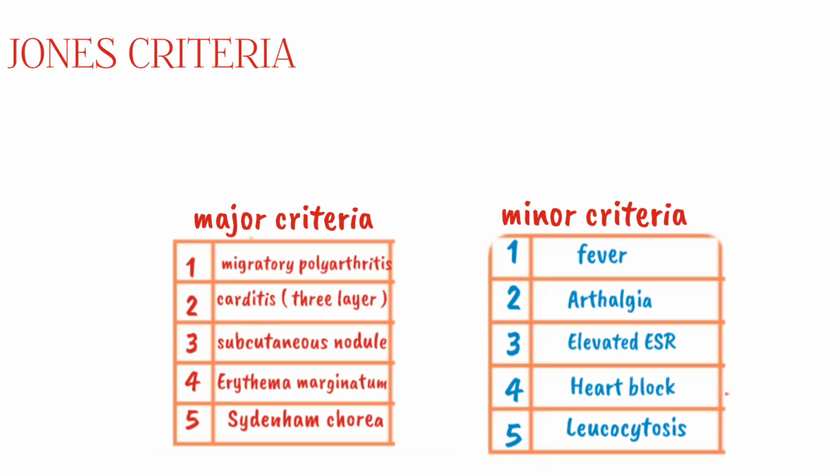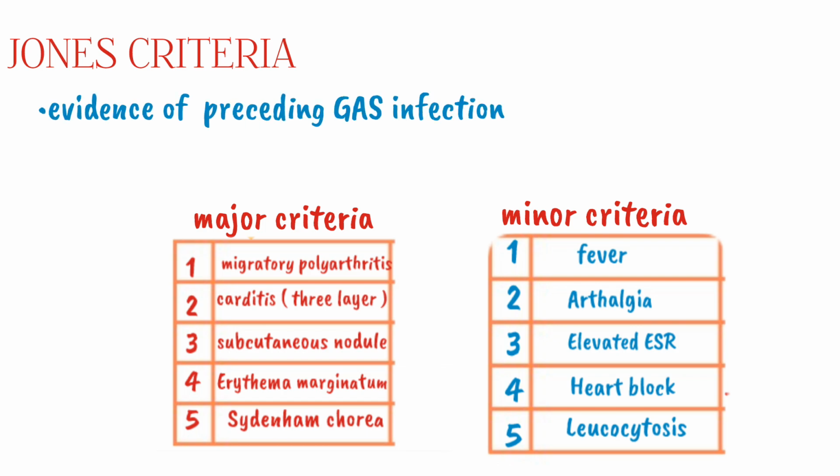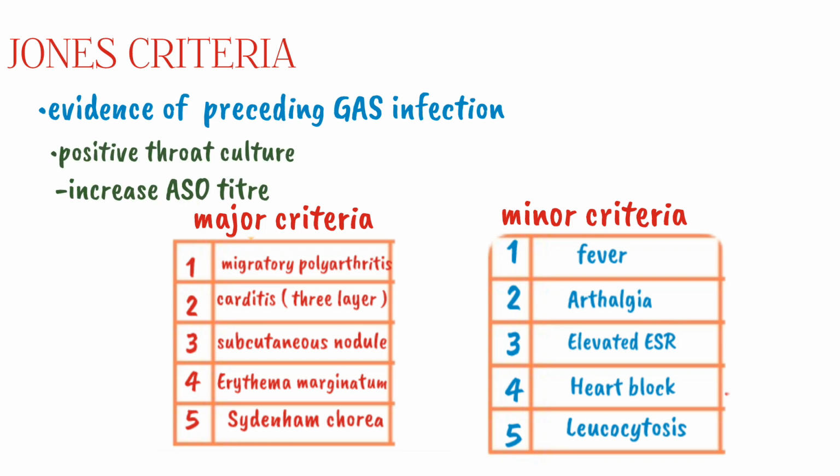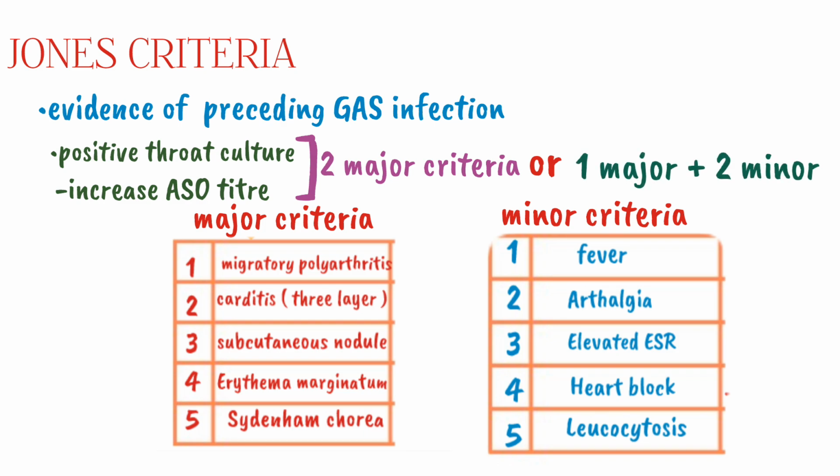The Jones criteria state that in evidence of preceding group A streptococcal infection, meaning that when we have evidence of group A streptococcal infection, and what is the evidence? A positive throat culture or an increased anti-streptolysin O titer. With evidence of these two tests, if two major criteria or one major and two minor criteria are fulfilled in a patient, we say that the patient is having rheumatic fever.